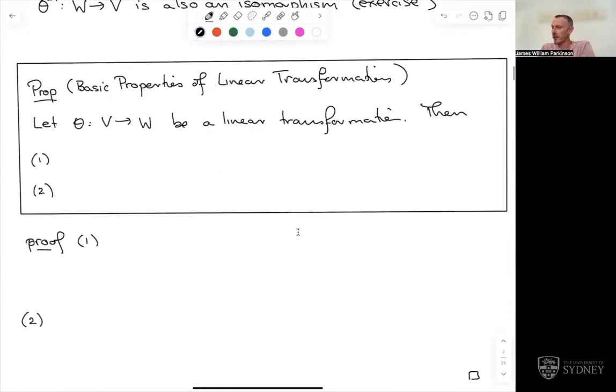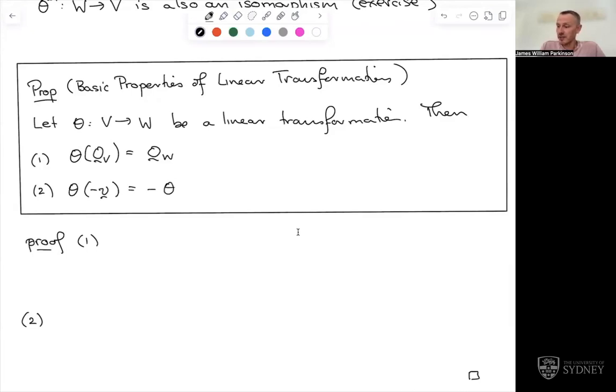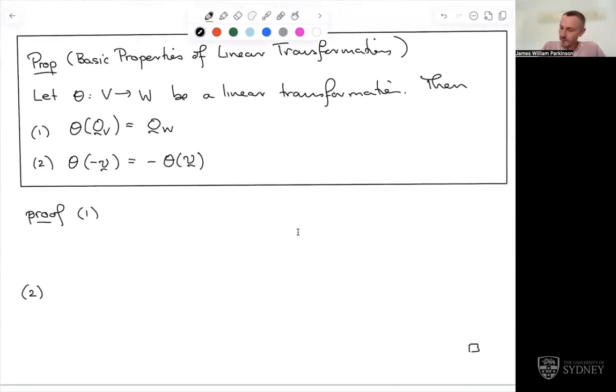Basic properties of linear transformations. We'll have some examples in a few minutes, but first, basic properties. If we have a linear transformation, then first of all, it maps the 0 to the 0. To emphasize where these zeros live, I'll temporarily put subscripts there. That's not part of the axioms of a vector space homomorphism. That's a property that we can prove. And also it maps the additive inverse of v to the additive inverse of theta of v. Not really a surprise, but we have to prove them. So let's prove one.